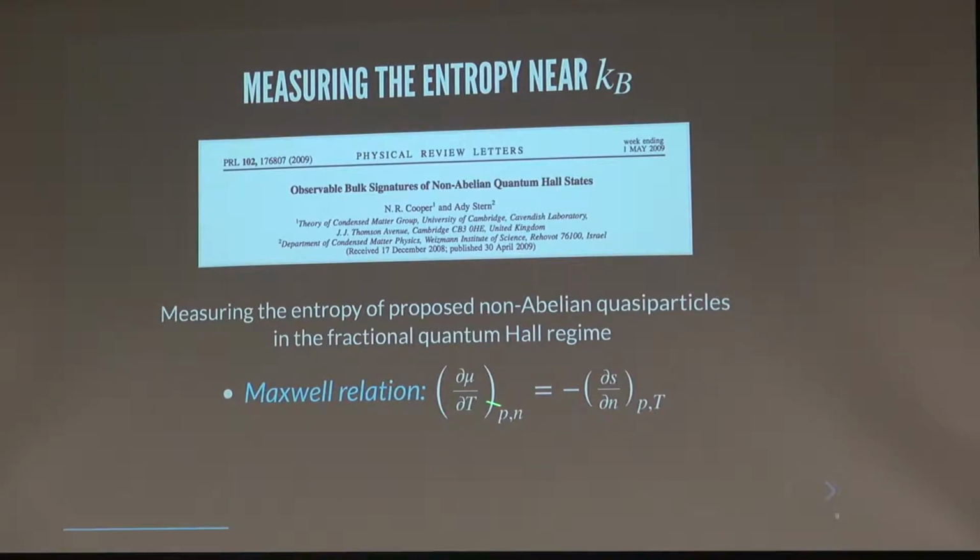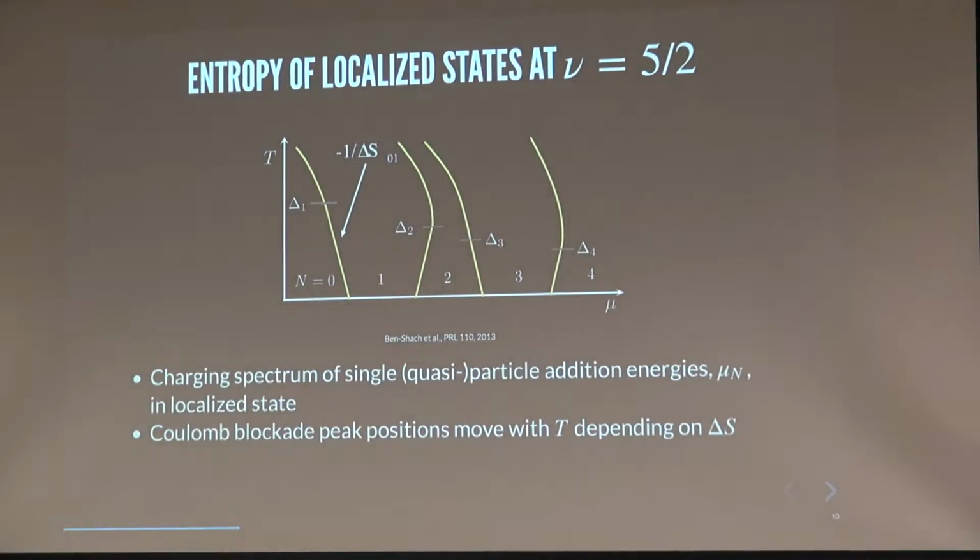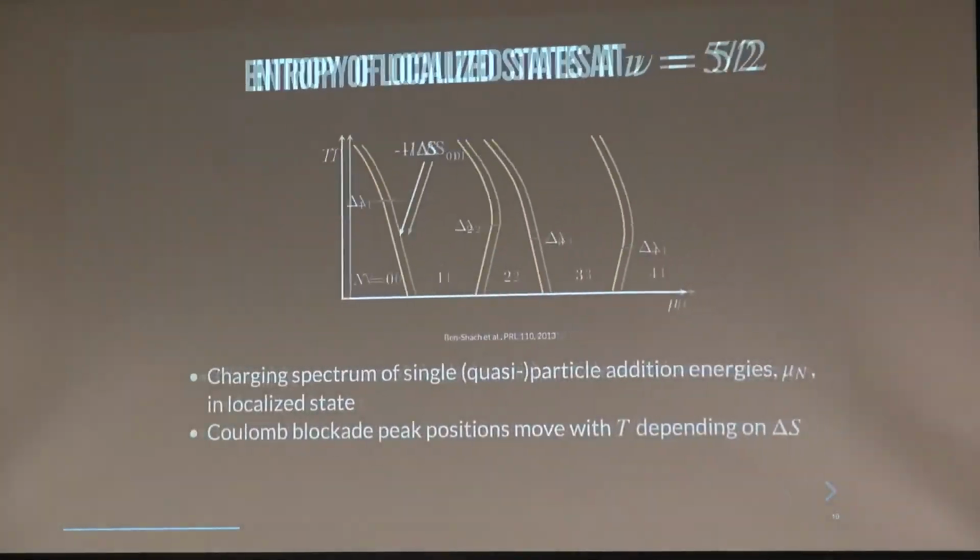N and T, we have pretty good handle on as experimentalists, the temperature or the number of particles. And mu, the chemical potential, this is very closely related just to a voltage, which is pretty easy to measure. Okay, and so the idea here was to look at how the voltage oscillates as the temperature changes, essentially, as a way of testing this entropy. So this is an entropy-to-charge conversion.